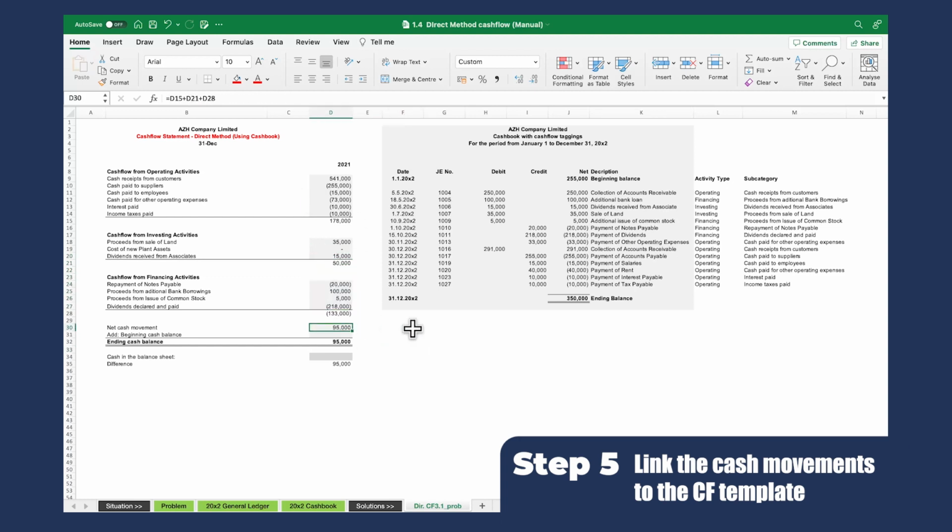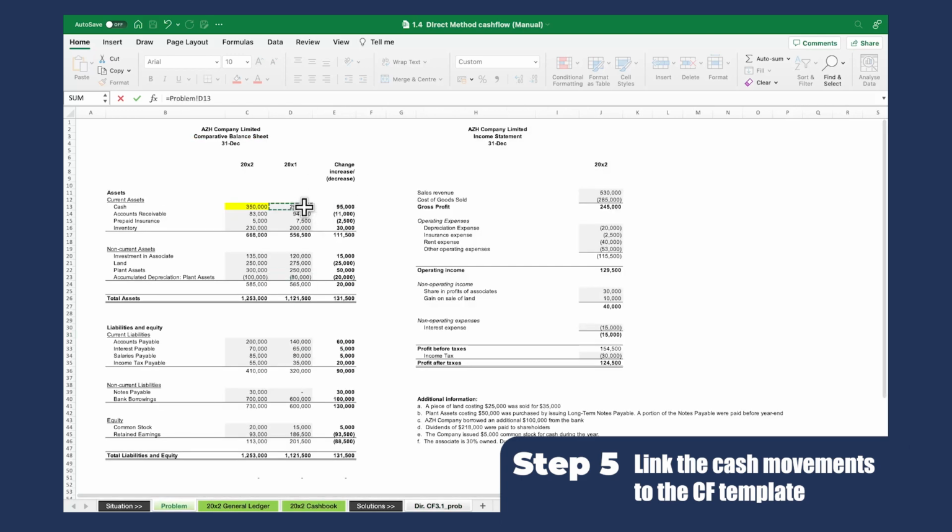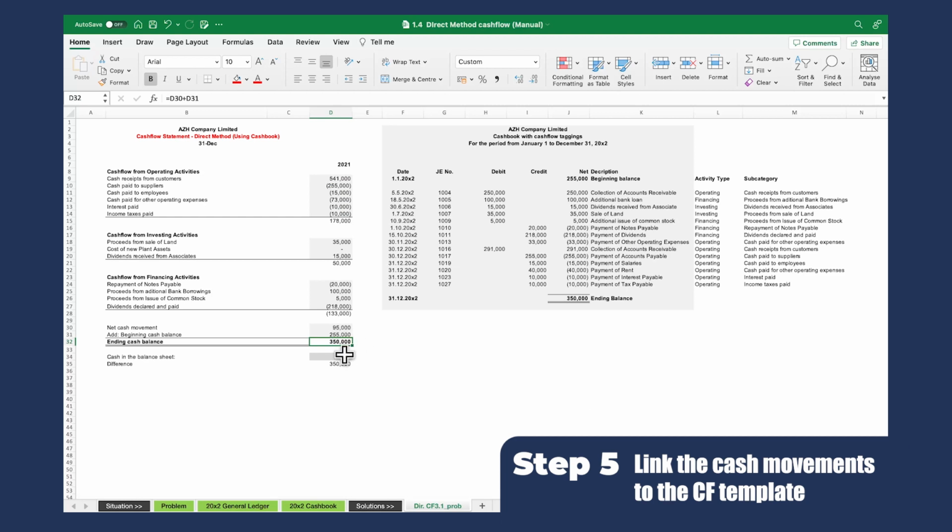So you see that we have a total movement of 95,000 after copying all of the SUMIF formulas. You can already check if the total is correct by summing up all of the movements. So all of the total here sums up to 95,000. We still have a difference because we did not add the beginning cash balance. The beginning cash balance is equal to 255 from the balance sheet, and we now have an ending cash balance of 350. We now have to check if that is equal to the ending cash balance in the balance sheet, which is now okay.